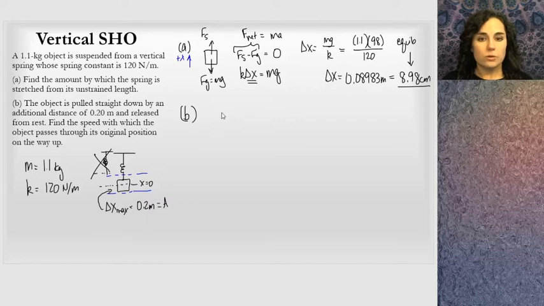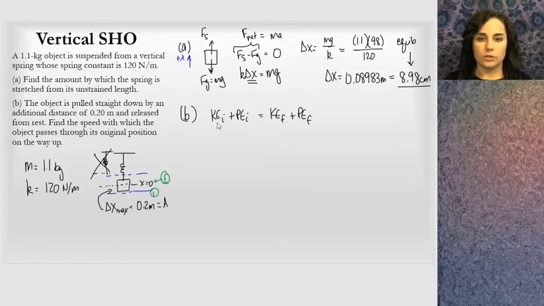So find the speed with which the object passes through its original position on the way up. Okay, so the way we solve this with energy, KE initial plus PE initial equals KE final plus PE final. We're calling our initial position down here, and I can mark that here in green. The initial position is when it's stretched out along this blue line. When it reaches its maximum, find the speed at which the object passes through its original position on the way up. So here, that's the final position, and we said that's the equilibrium position, and we know the velocity is going to be a maximum value at that point.